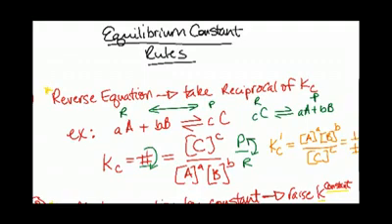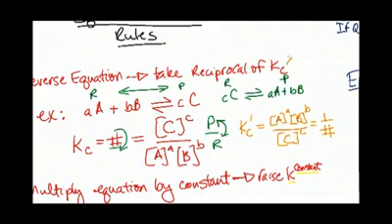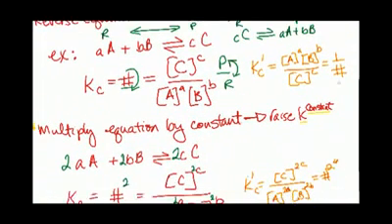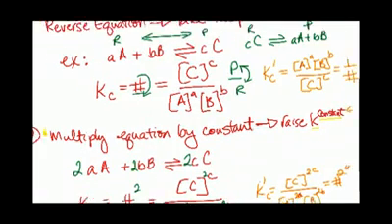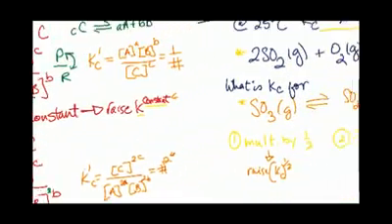We already looked at reversing an equation. When you reverse an equation, you end up taking the reciprocal of your Kc. If you multiply by a constant, you raise it to that constant. But this problem we're going to look at is what happens when we add two equations. We'll use the other two rules, but the main new concept here is when we add two equations, you end up multiplying their individual equilibrium constants.